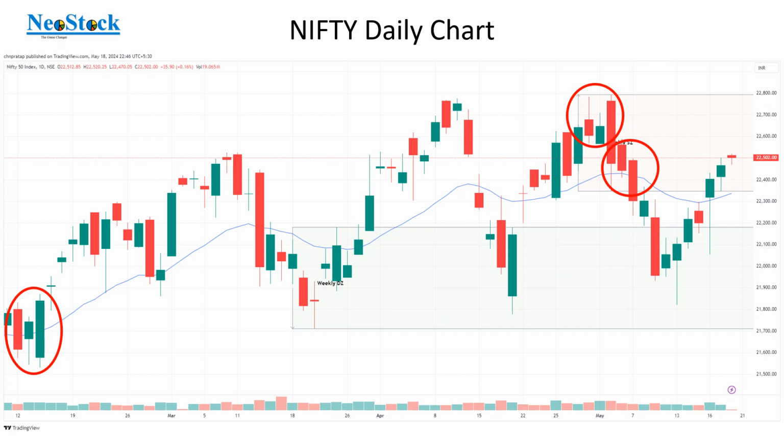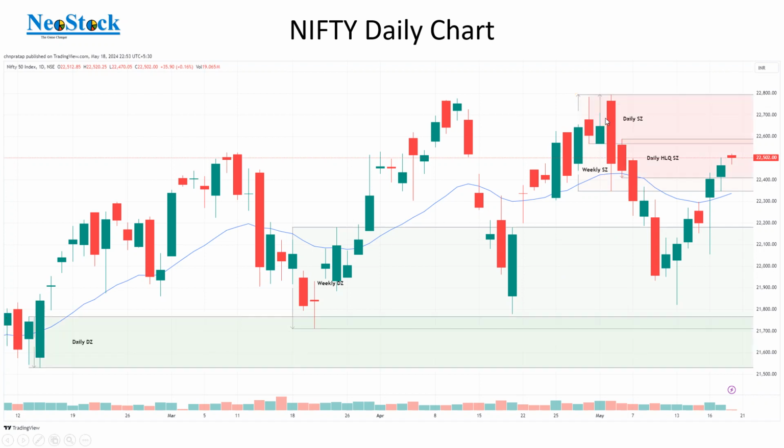So these are the 3 zones we are going to draw, daily zones. This is the first one we have drawn: rally, 2 base candles, drop, again drop, base, drop. This drop, base, drop is a high liquidity supply zone. But this high liquidity supply zone is having confluence with another daily supply zone.